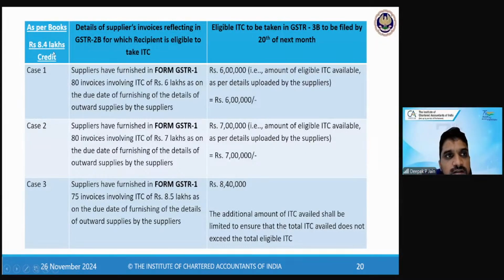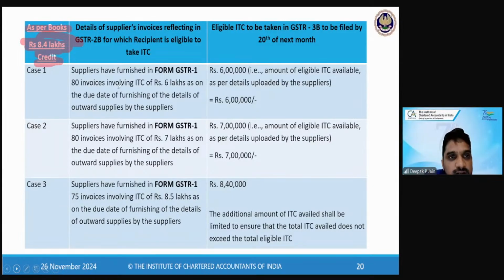Let's take this example. See, as per my books, I have 8.4 lakh credit. So this you have to remember. This you should not forget. My first primary thing is, as per my books, my credit is 8.4 lakh rupees. I have the credit. Okay.